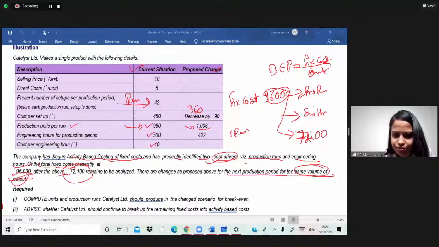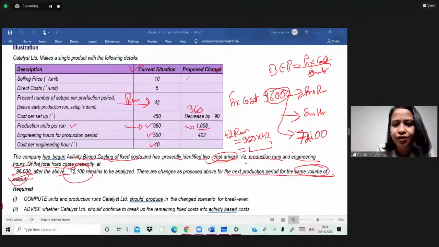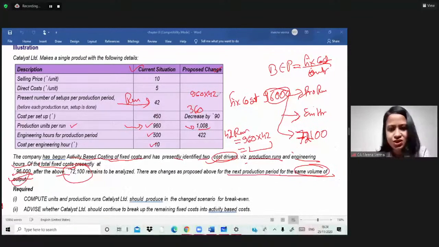There is some problem in my laptop today. In one run, how many units are we producing? 960 units. So for 42 runs, how many units are required to produce? 960 into 42. Okay. So these are the total units which we will produce in the proposed system, 960 into 42.